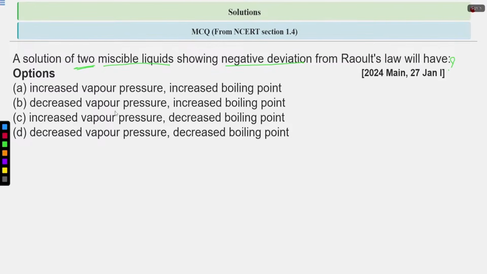The four options given are: increased vapor pressure and increased boiling point; decreased vapor pressure and increased boiling point; increased vapor pressure and decreased boiling point; or decreased vapor pressure and decreased boiling point. Here in the question, we are talking about the negative deviation from Raoult's law. This you have to consider while solving. So you have some time, go through it, think about it, and after that we will see what the correct answer is.